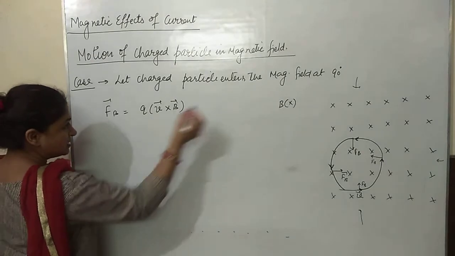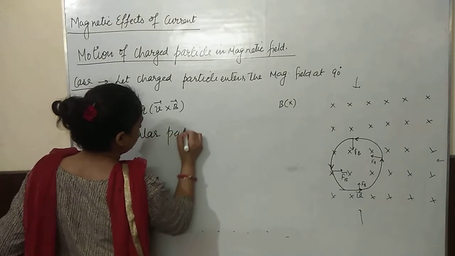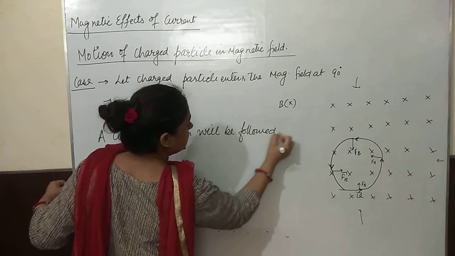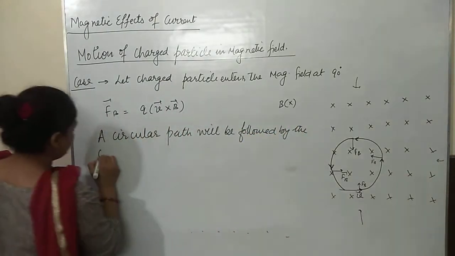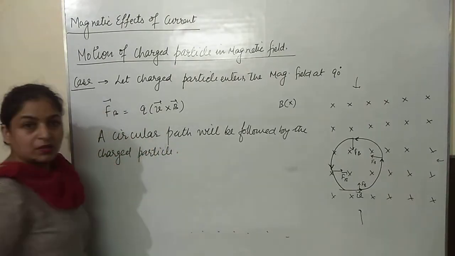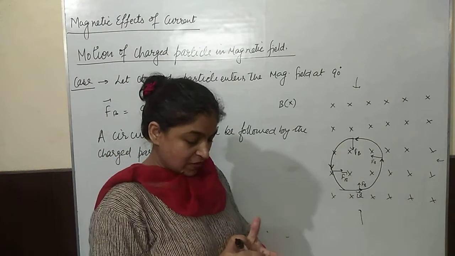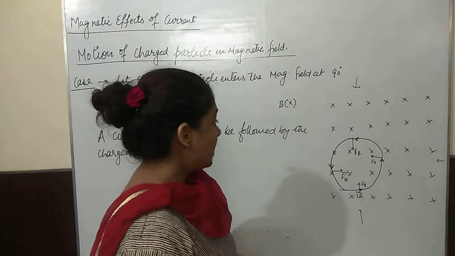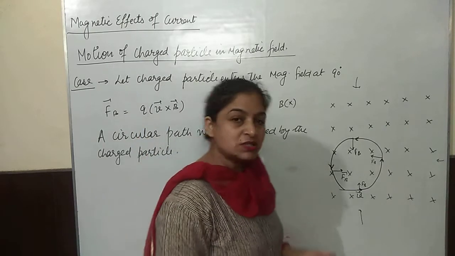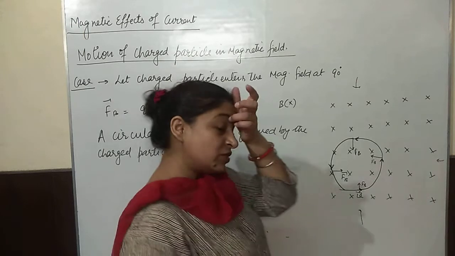So you can write here, under this condition, a circular path will be followed by the charged particle. Now we'll find out different parameters of this circular path. What would be the radius of the circle, what would be the frequency of the revolution of the charged particle, and what is the time period, how much time is taken by the charged particle to complete one circle. So let us find out these parameters.